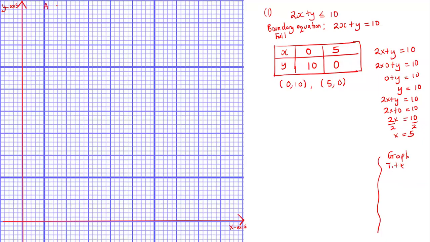So I will say a graph showing the feasible region for Mark's patches. Alternatively, you can say a graph showing the feasible region for the number of notebooks and pens bought by Mark. Number 2, on a graph, we must have a scale.